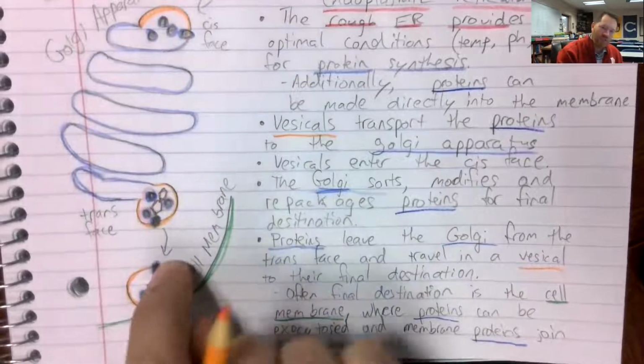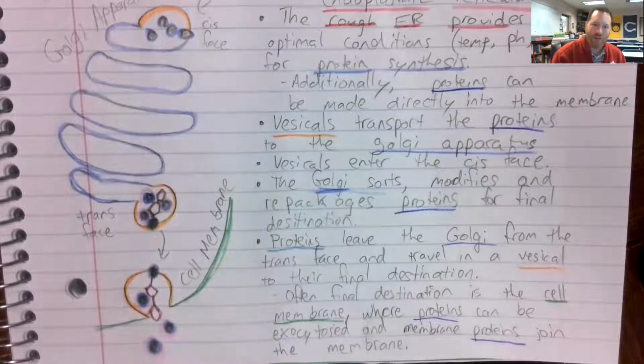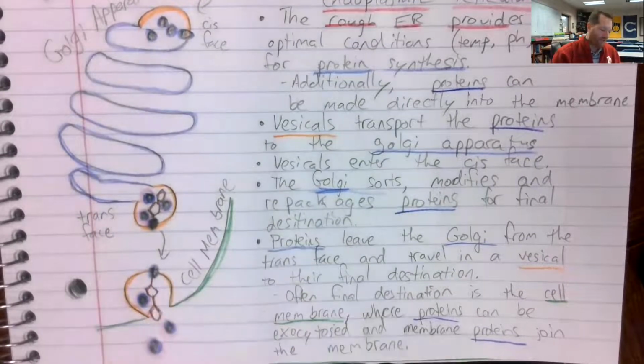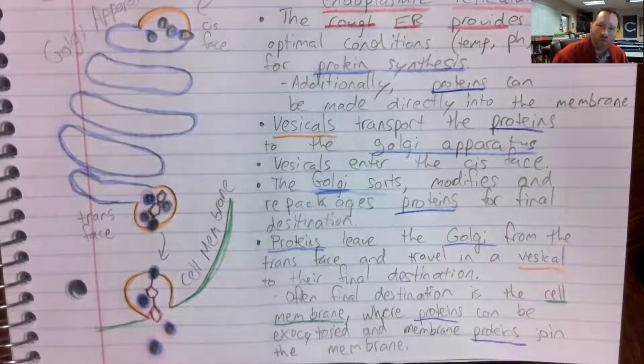Or in the case of the membrane-bound proteins, guess what? Now he is embedded in the membrane on the outside of the cell there. So he can do his job. These guys can go do their job. And there we go. There are a lot of the organelles that are involved with proteins.